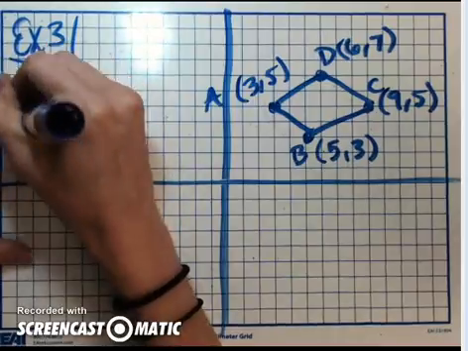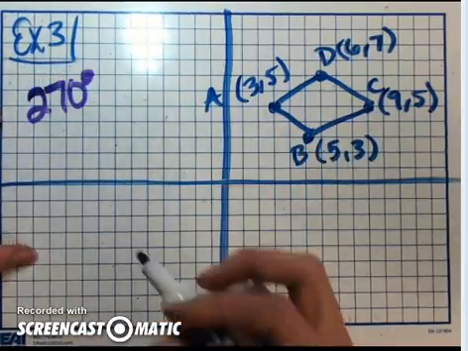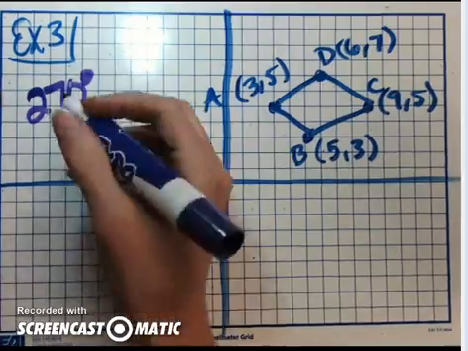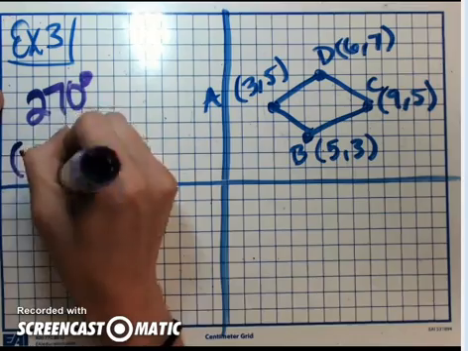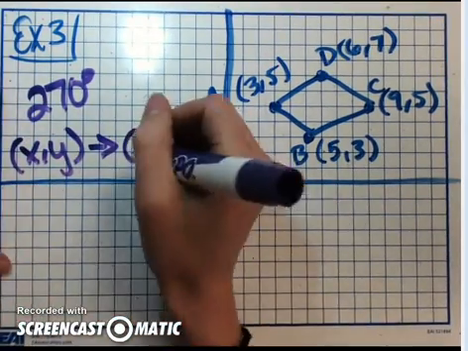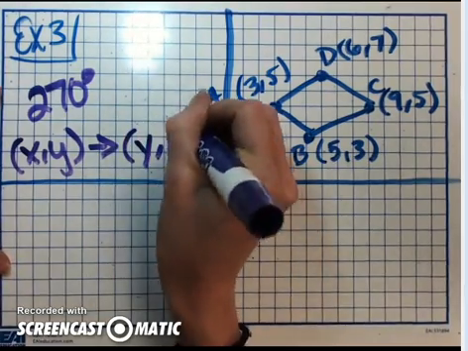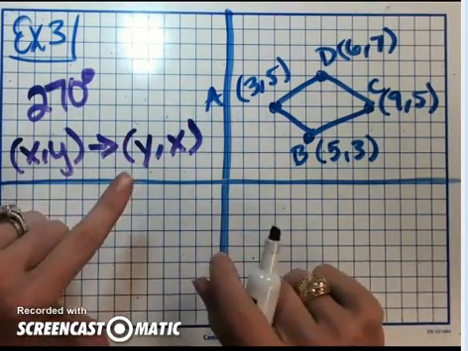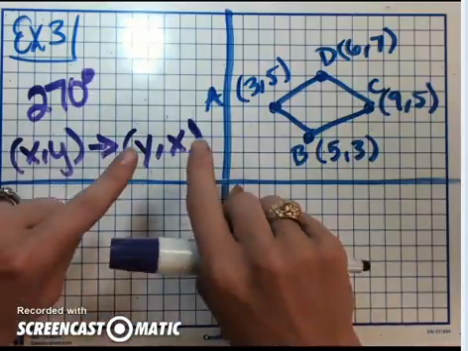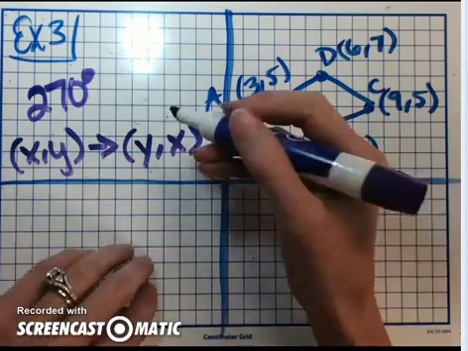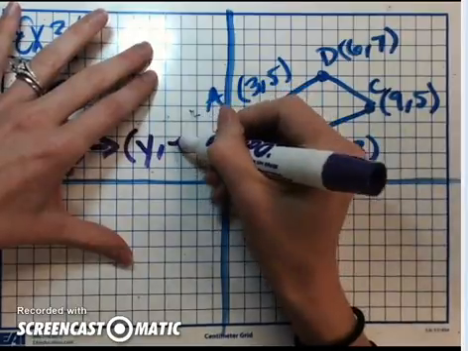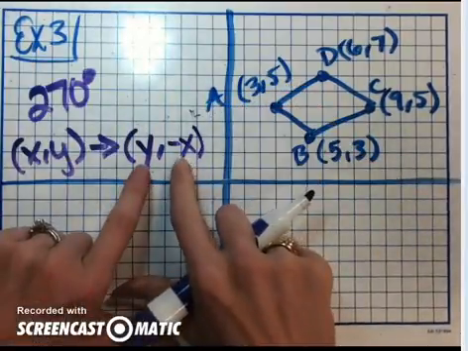Okay, so 270 degrees. It's kind of like we're combining the rules of 90 degrees and 180. We have x, y, and we're going to switch them and we get y, x. And remember, for 90 degrees, we changed the sign on the y. For 180, we just changed the sign on both of them. And in this case, we switch them, and we're going to change the sign on the second piece.